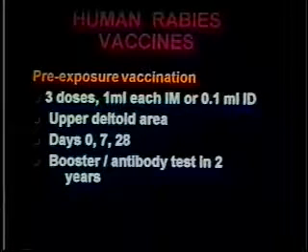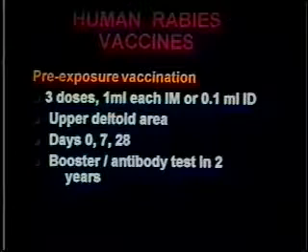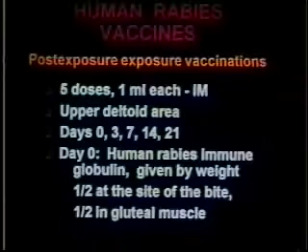Humans, there are excellent vaccines that are now available for humans, and for certain occupations, a prophylaxis in the form of a pre-exposure using 3 doses of vaccine that may be administered intramuscularly or intradermally is used. And then a possible revaccination depending upon the titer that is examined some period of time after this.